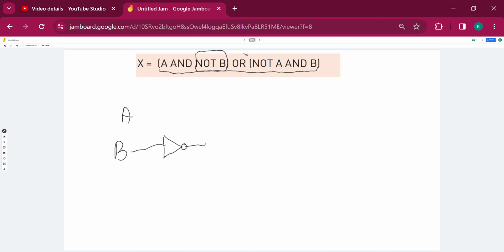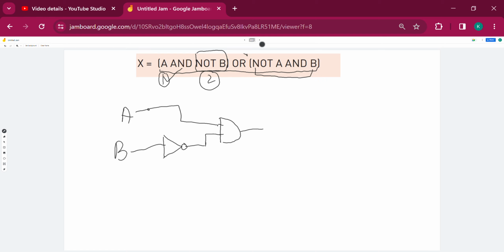Then we are going to perform this part. In the AND gate, there are 2 inputs, one from NOT B and one from A. So there are 2 inputs going to this gate, and definitely there must be a line emerging out of it for generating output. Now the next portion is we need to construct NOT A and B.